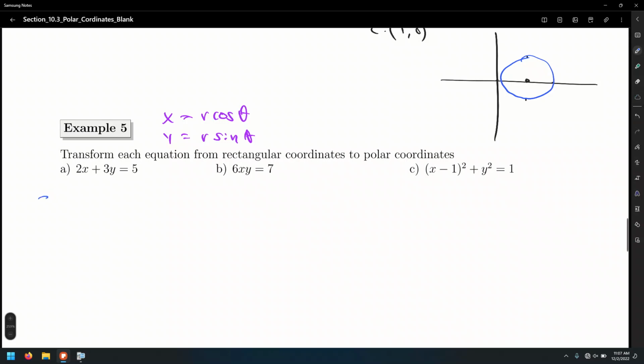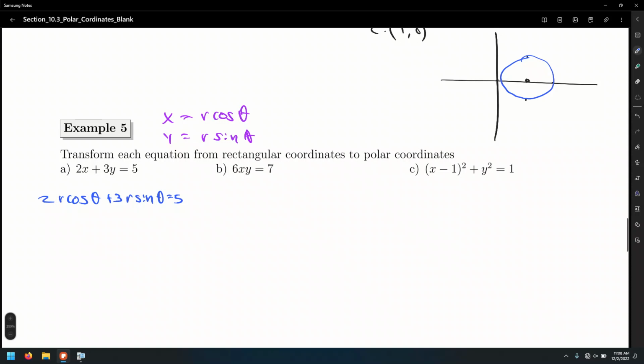So number one: 2 times r cosine theta, because that's x, plus 3 times r sine theta equals 5. So we're done with the conversion from rectangular to polar. Now the thing here is that we have to express r explicitly whenever possible. Let's see if that is the case.